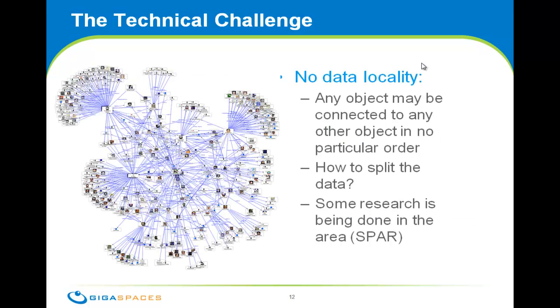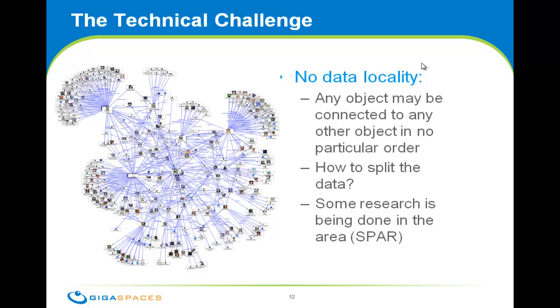Furthermore, the data is completely impossible to partition efficiently, or rather it's not impossible, but it's very, very hard, and there's very little progress being done in serious research in this area. Any object can be connected to any other object in the graph in no particular order. For instance, there's no time locality. A user registering to the site today can easily be connected with one of the first users on the website. There's no geographical locality because the nature of the internet is global. The question of how to split the data becomes a very, very difficult question to answer.